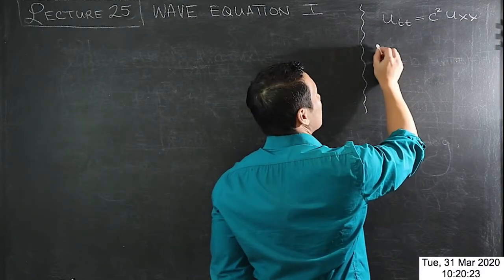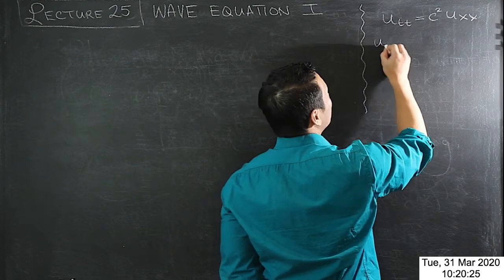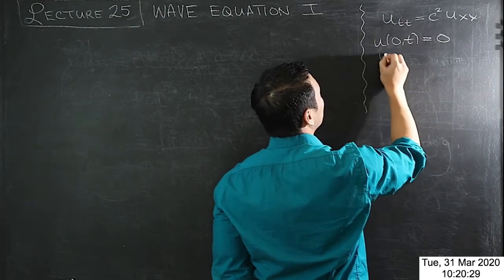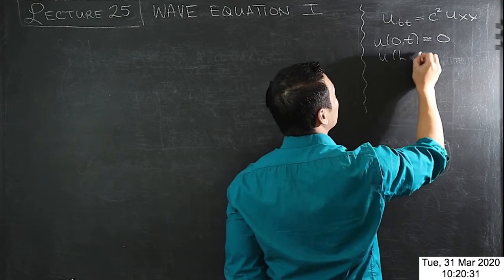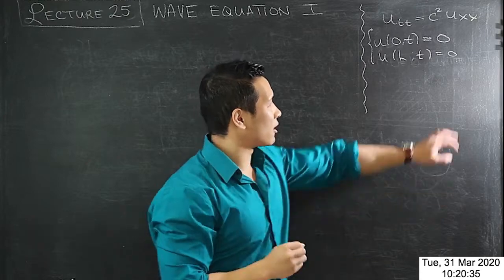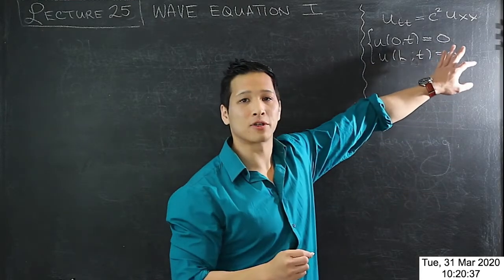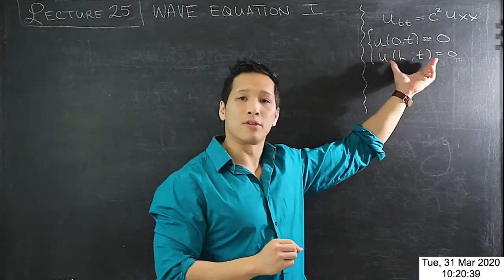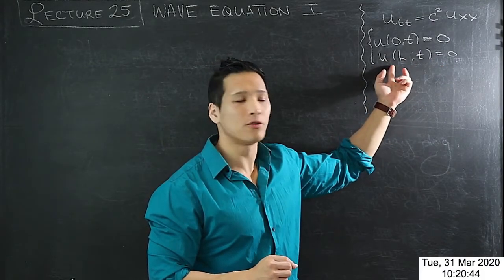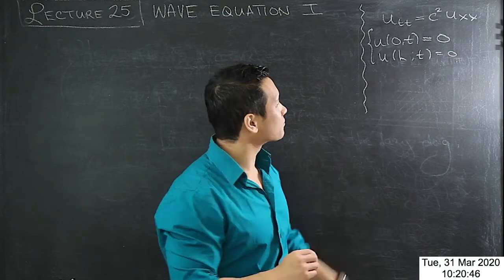We're going to think of the boundary conditions U(0,t) being 0, and U(L,t) being 0. So these are Dirichlet homogeneous boundary conditions, zero boundary conditions. And there's the Neumann version of the problem where it's a derivative here instead of U. And I think that's on the problem sets.